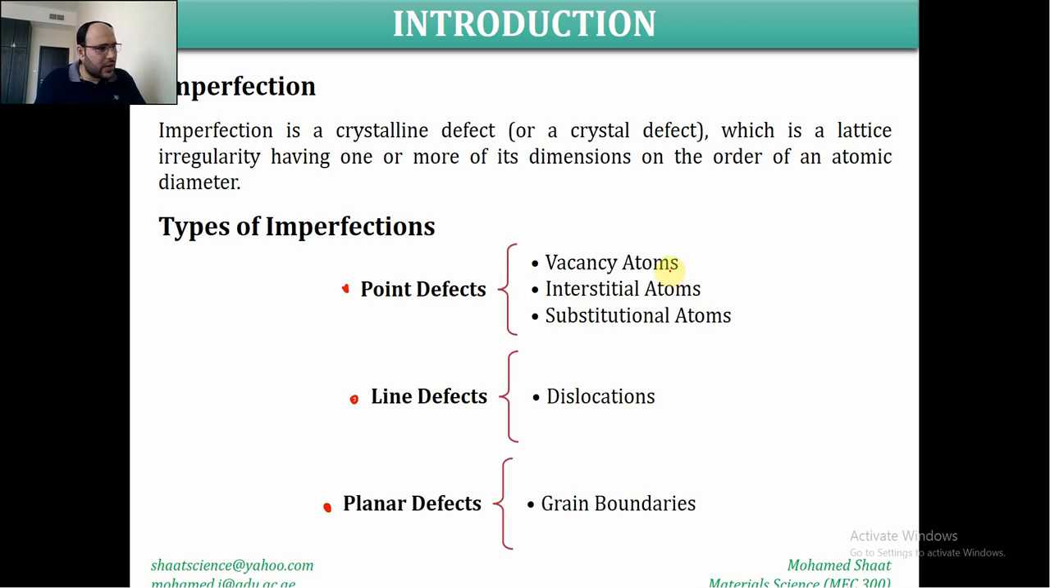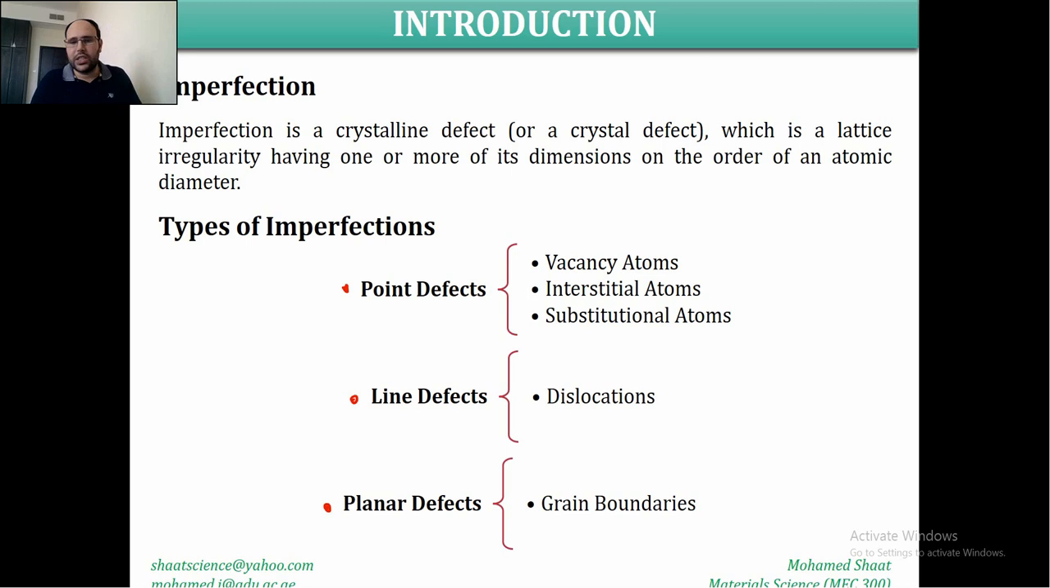What is the type of this defect? It is a point defect. It is related to one atom which is not there. Or interstitial atoms. Interstitial atoms means that you are going to insert some atoms and force them to be inserted between the lattices, or the spaces between atoms, as it's going to be explained through this video. But the interstitial atom is one of the point defects.